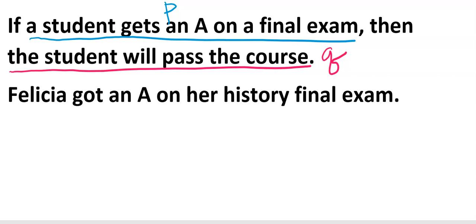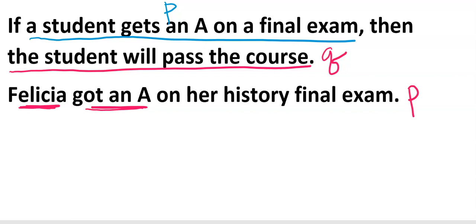So then it says Felicia got an A on her history final exam. Is that talking about the P part or the Q part? The P part, yep, because it's talking about getting an A on the final. But the thing that you might notice is it's talking about a student to begin with, and then it's talking about Felicia. It's just a specific student, so it's fine. You'll know when that isn't an okay thing. Usually when they're using law of detachment, they do talk about specific people in the second and the third line. So this part kind of replies back to the student, and that's okay. But she got an A on the final exam. That goes back to the P part.